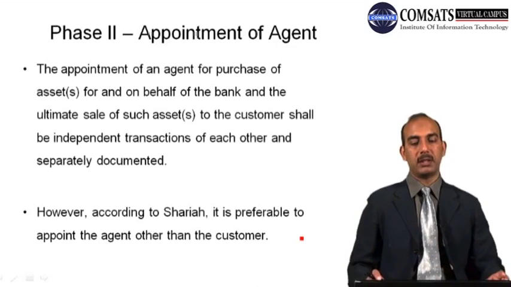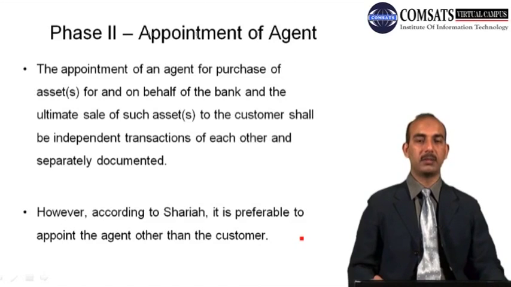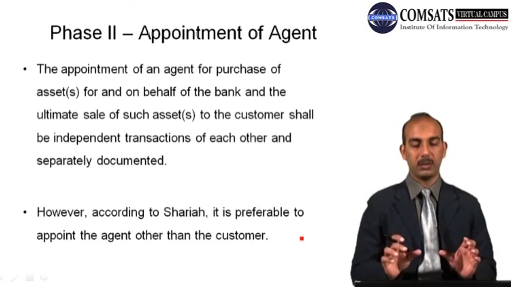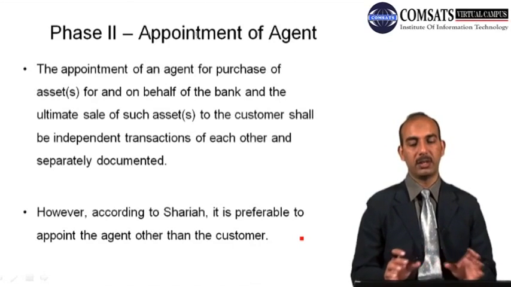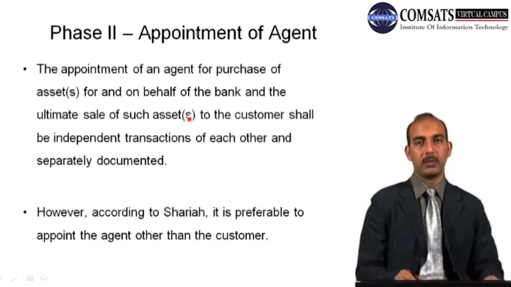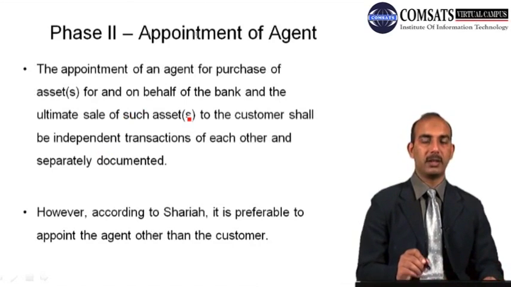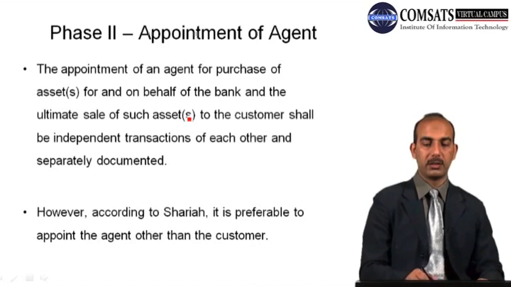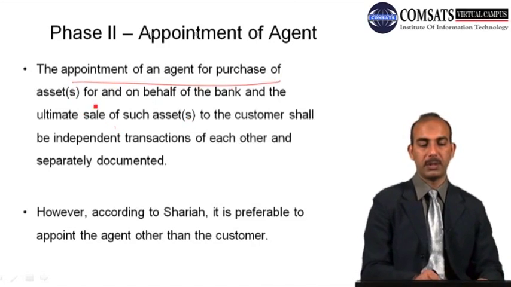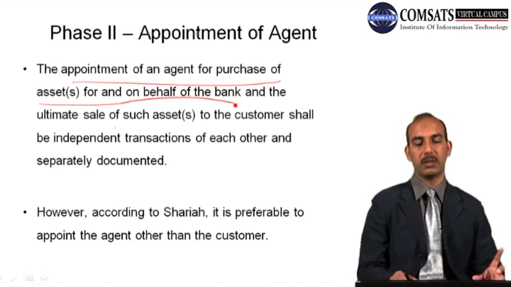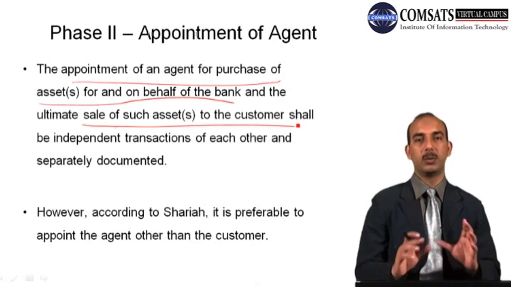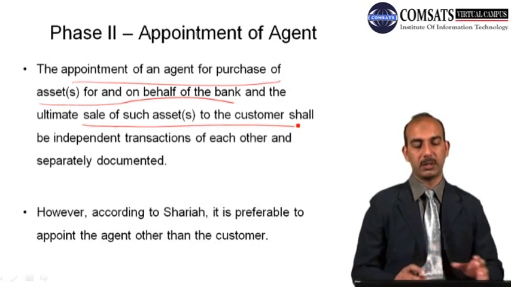So the appointment of an agent for purchase of the asset for and on behalf of the bank and the ultimate sale of such assets to the customer shall be independent transactions of each other and separately documented. So you see here the documentation involved is different. First of all, the appointment of the client as an agent is a separate contract, that is, the appointment of an agent for the purchase of the asset on behalf of the bank. This is one contract, and then the sale of such asset to the customer is a different contract, and they need different documentation.